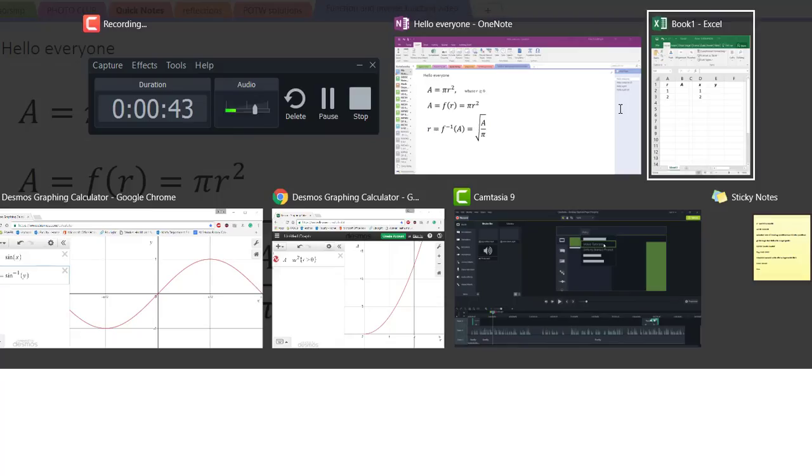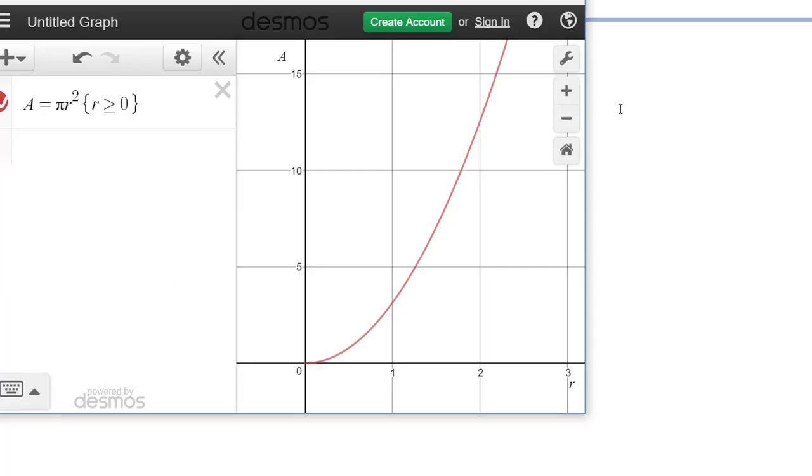We can show that on a graph like this. Here's A equals pi r squared, but notice that this is the same as r equals root of A over pi. This one graph can show both of those functions, sort of the forward function and the inverse function. The one graph shows all of that information.